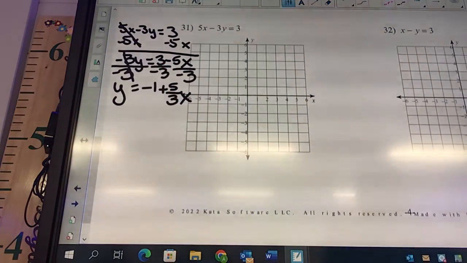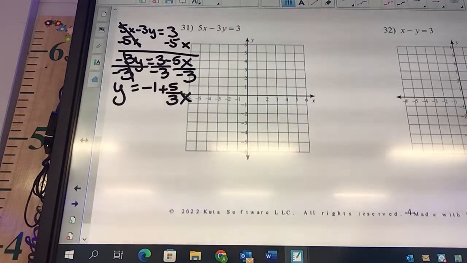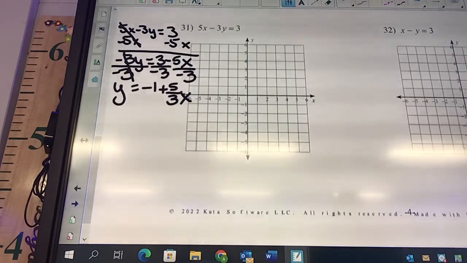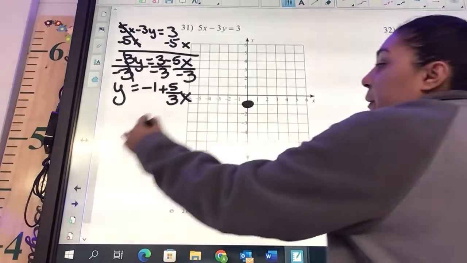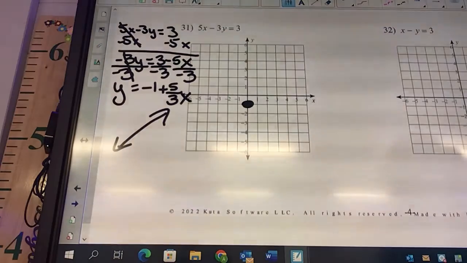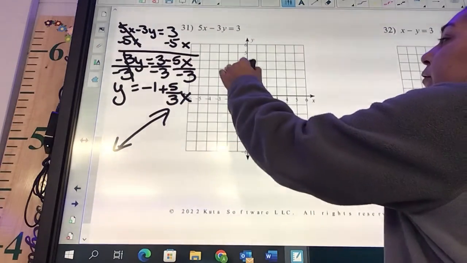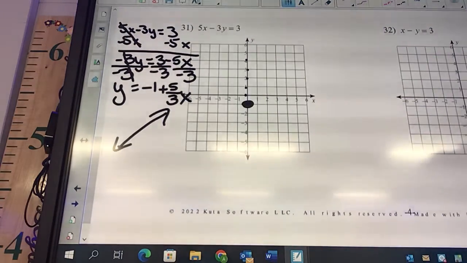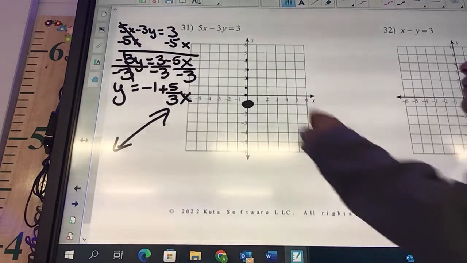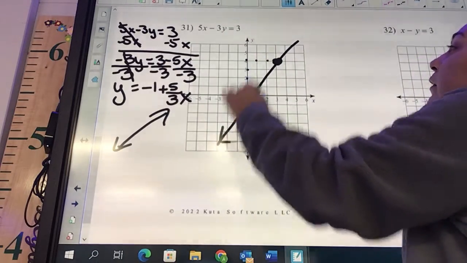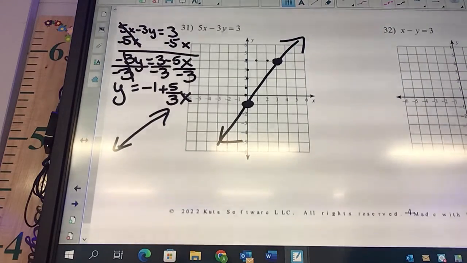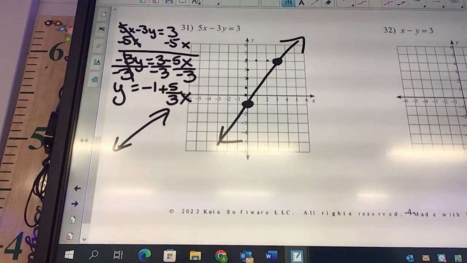But yes, it does stay the same as far as the fraction goes. Okay, where does this graph start? At negative 1. Okay, my slope is positive. Okay, I'm going to rise 5. 1, 2, 3, 4, 5. And run 3 which way? To the right? Okay, you guys got 16 of them to do. Get them done and then put it in the box. Okay.